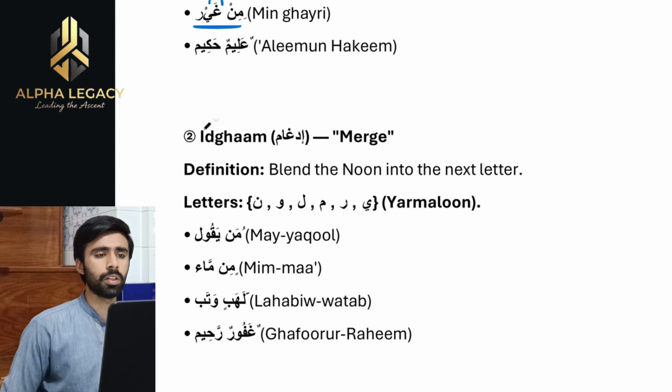Okay, now move to the fourth example, which is alimun hakim. Here the letter ha is part of the throat letters, and here is the tanween. Okay, so it is pronounced like alimun. A clear noon sound is produced at this part, alimun hakim.